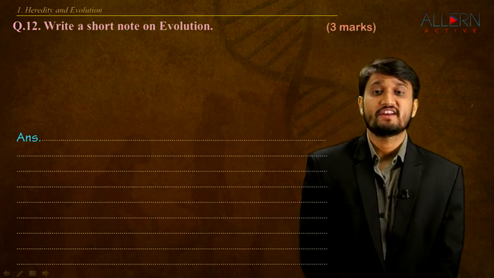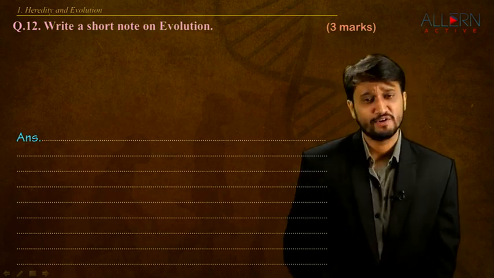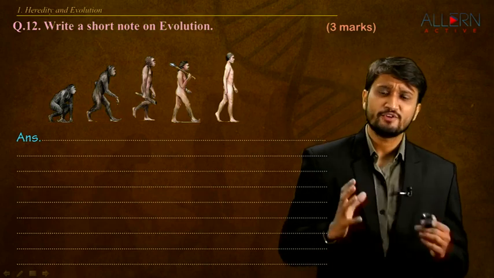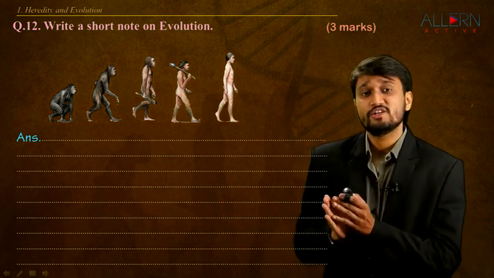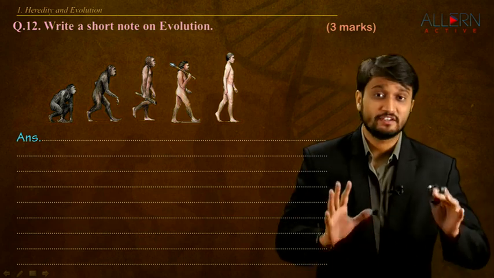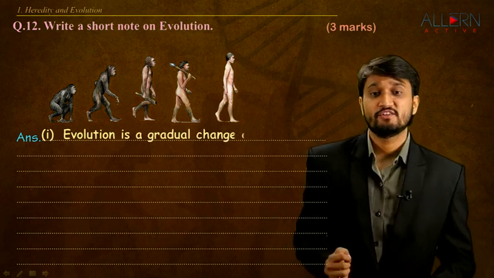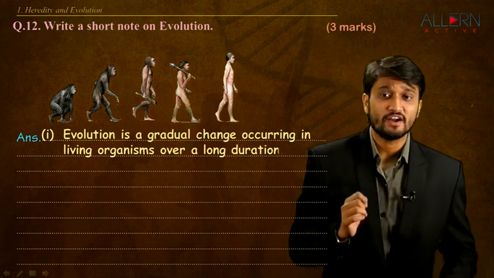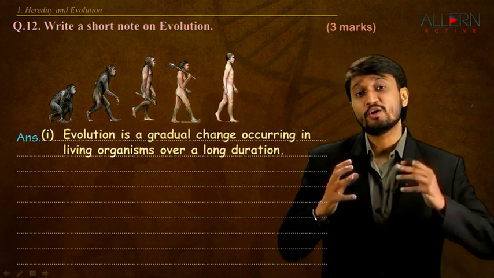Our next question is: write a short note on evolution. So we need to describe a few points about it. First of all, we need to mention that evolution is progressive change with time, right? That's what we mention in the first point. Evolution is the gradual change occurring in living organisms over a long duration.